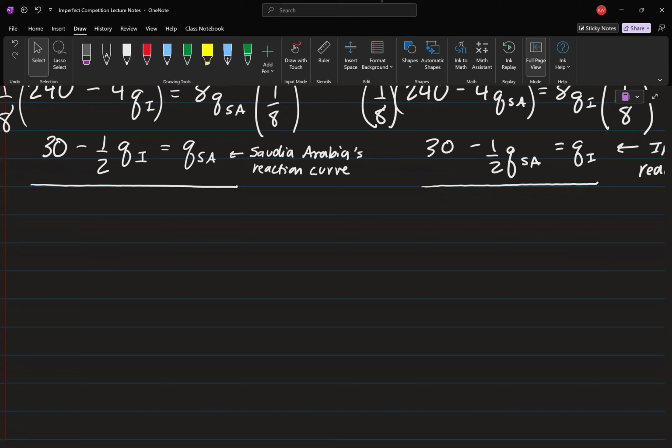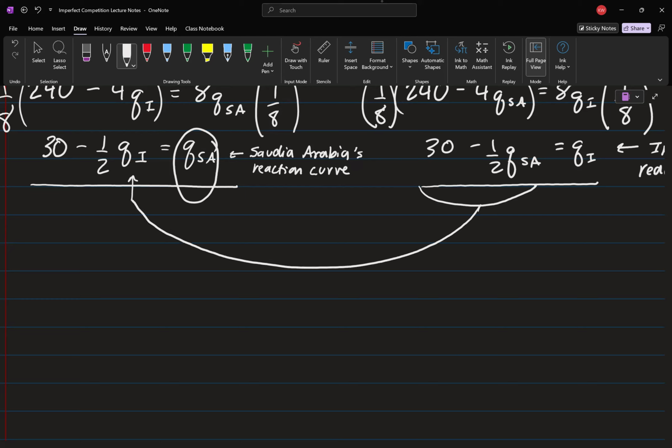Next, what we're going to do is we want to find how much each produces specifically, right? So what we need to do in Saudi Arabia's reaction curve is find a way to make this output by Iran equal to the output by Saudi Arabia, right? So essentially we need to get only one variable in this reaction curve, and that is the output that Saudi Arabia makes. What we're going to do is substitute for Iran's output using its reaction curve, okay? And that's going to allow us to identify exactly how much Saudi Arabia makes. So let's go ahead and make that substitution.